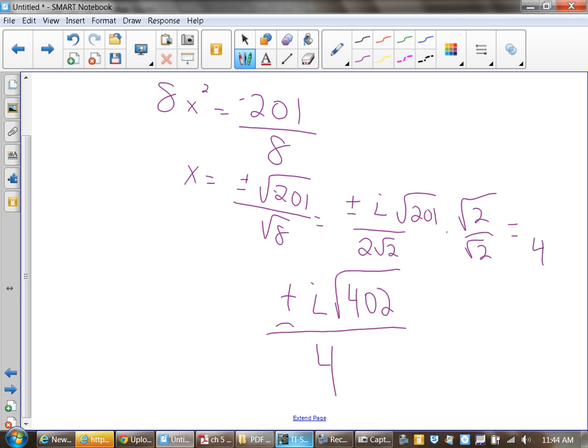As far as the rest of the stuff is concerned in this chapter, it goes back into your i again when you're dealing with simplifying imaginary numbers. I'm going to show you a quick one of those.